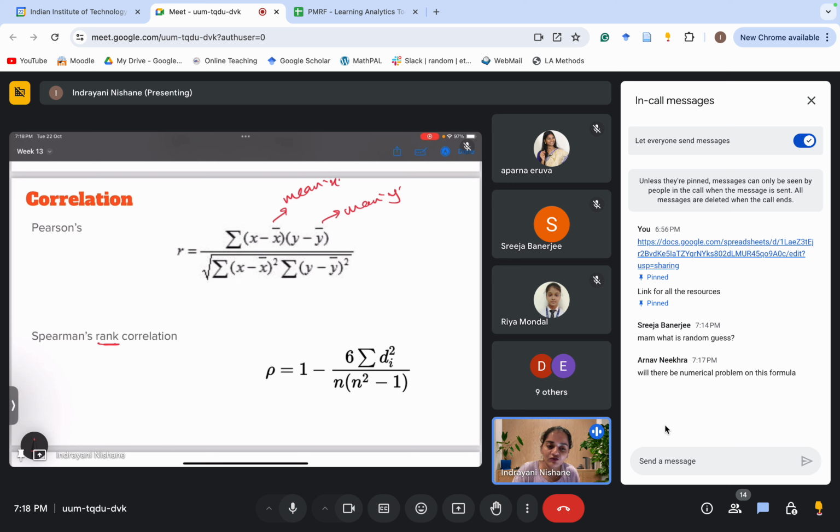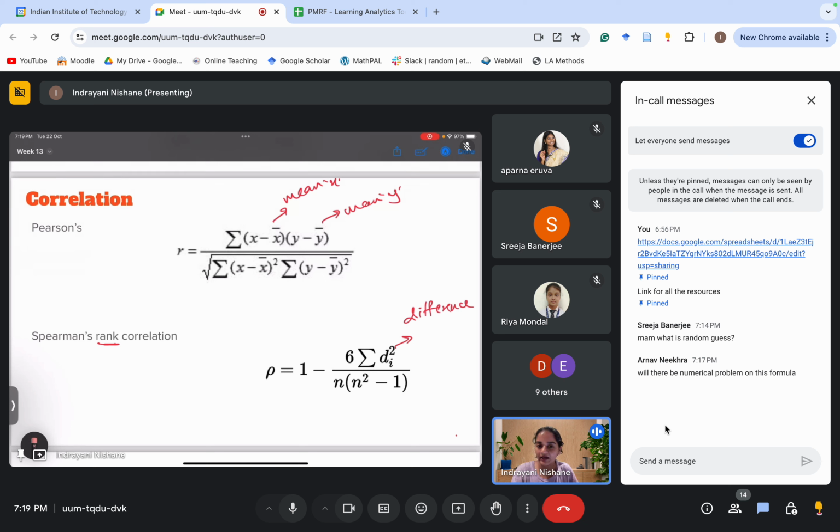Will there be a numerical problem on this formula? There may be, there may not be. I don't know. In the exam a numerical may come, but it may be from Pearson's correlation or from Spearman's rank correlation. I'm not sure exactly which question will be asked in the exam, but again I am repeating, I am giving you all the formulas together so that it is easy to refer to for your studies or revision.